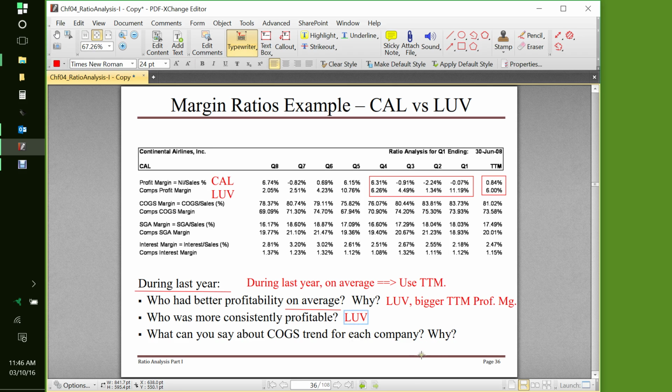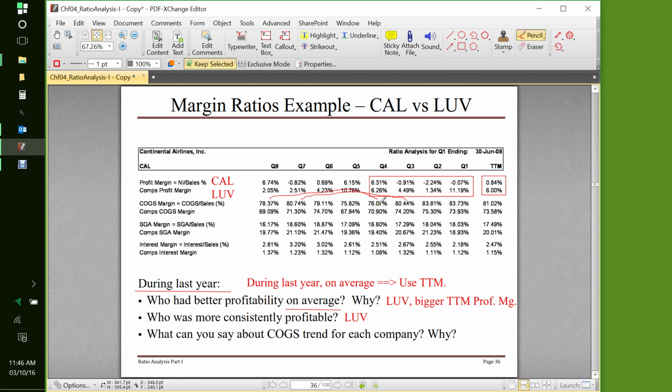Okay, and what can you say about the COGS trend for each company and why? So now I want to look at the COGS margin, and we want to say during the last year. So what can we say about the COGS trend for each company? I am going to have to compare quarter over quarter to see the trend. I'm going to have to compare for Continental Q4 to Q4 here, and Q3 to Q3 over here, et cetera, et cetera.